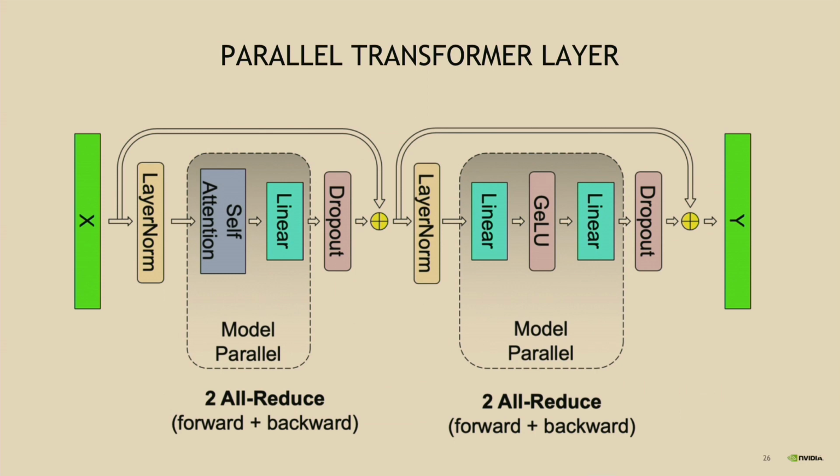So in summary, a transformer block will have both serial and parallel regions. It will have layer norms and dropouts in the serial region, and there are two parallel regions. One is the self-attention with two all-reduces, one in forward, one in backward. The same for the MLP. It will have two all-reduces, one in forward and one in backward. So this was for the model parallelism.